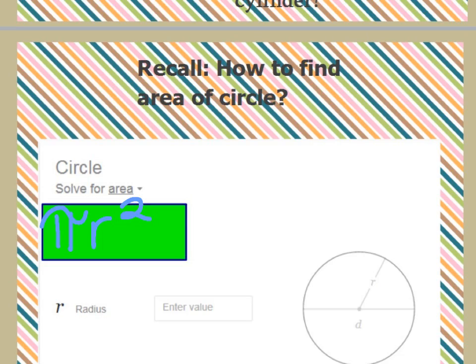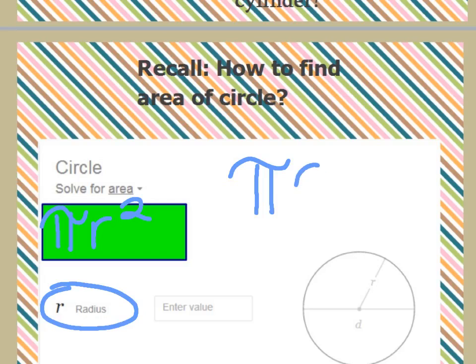But remember, r stands for radius, and pi, if you want the exact answer, you have to use pi in your calculator. If you want the approximate answer, you use 3.14 for pi. Diameter goes all the way across. Radius is just halfway through. So radius is halfway, diameter goes all the way through the circle.